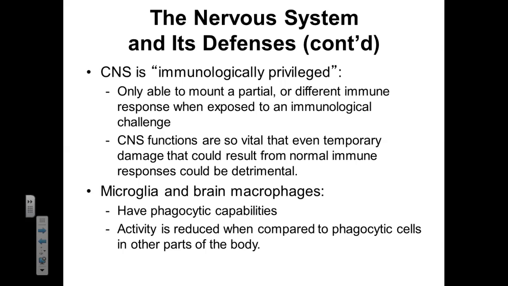So instead, we're going to have an alternative immune system in our central nervous system. It's going to be made up of microglia and brain macrophages. These are two cell types that both have phagocytotic capabilities, and they're very comparable to the general generic phagocytotically active cells that are present in the rest of our body.